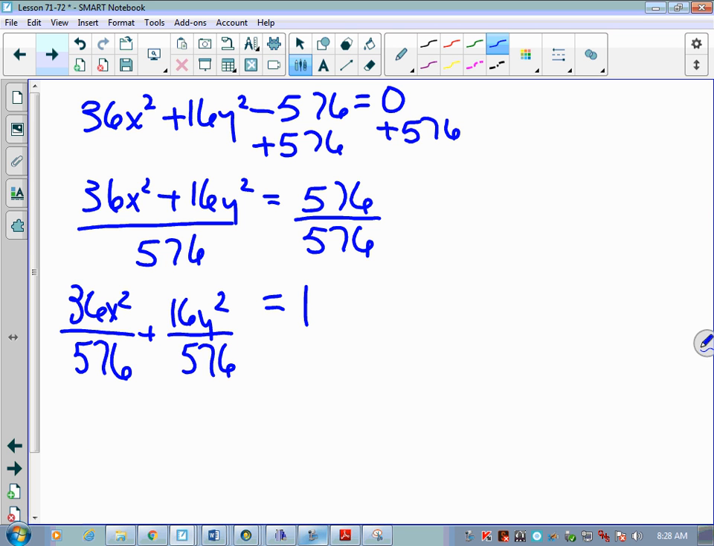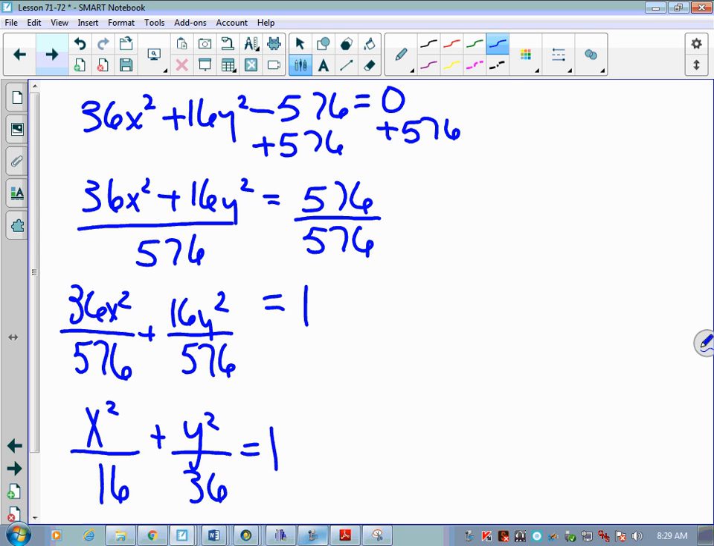Okay, so the way we're going to write that is x squared over 16. You follow me? All right, so we just won't put the 1 up there. And 16 divided by 576 is 36. y squared over 36 equals 1. Okay, so it says write the equation in standard form.